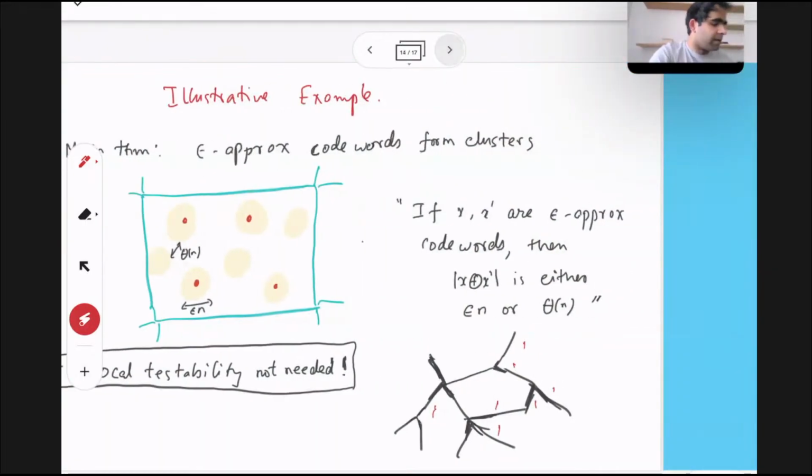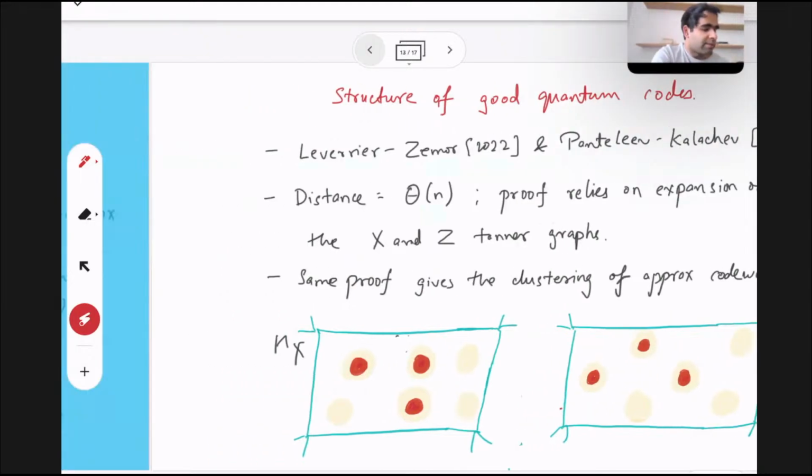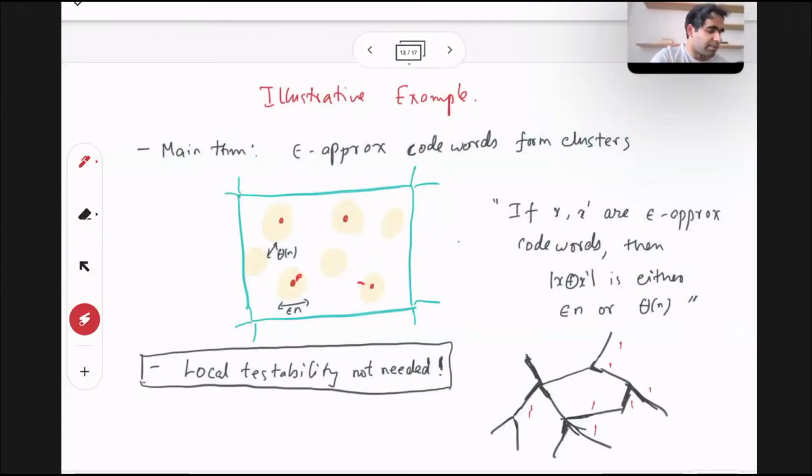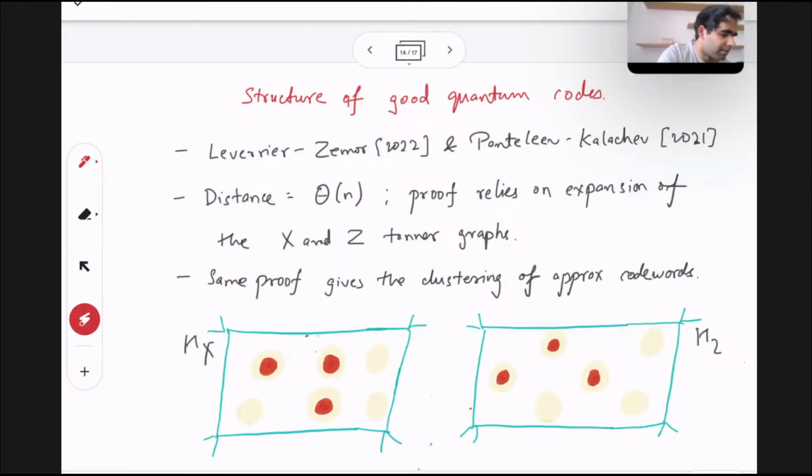All right. So that's precisely what we show for quantum code words too. So we show that for the quantum code words discovered by these authors, if you look at the X part and the Z part, they also form these approximate clusters, as you see in this picture. The real surprise is that the original code words may not lie in some of these clusters, but that's a technical remark. All right. So that's an intuition for how clustering follows from expansion.